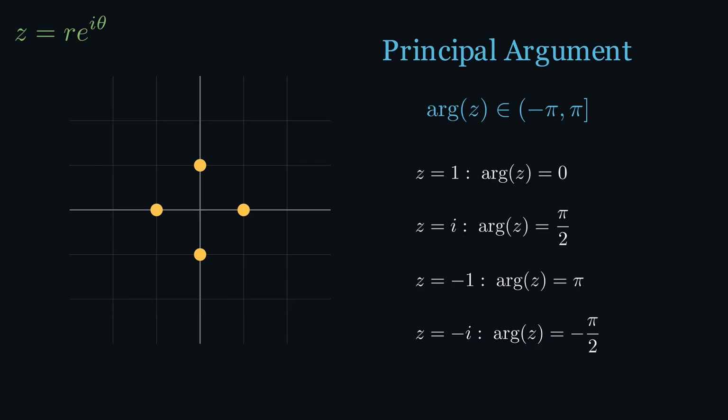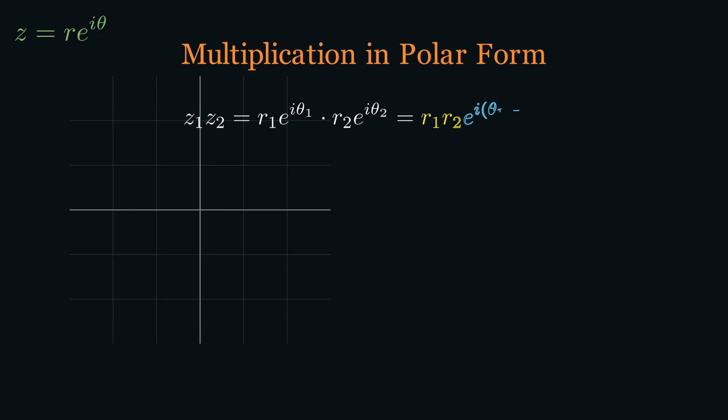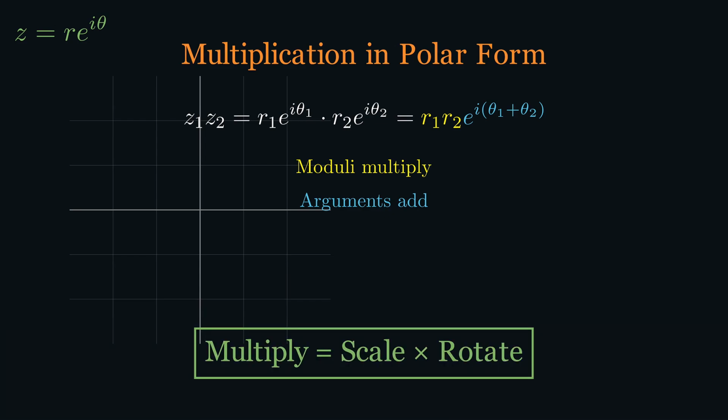The payoff of polar coordinates comes with multiplication. To multiply two complex numbers, z1 z2 equals r1 e to the i theta 1 times r2 e to the i theta 2, equals r1 r2 e to the i times theta 1 plus theta 2. Moduli multiply, arguments add. To multiply complex numbers, you scale by one modulus and rotate by one argument. This is the geometric essence of complex multiplication, and once you see it this way, you won't forget it.